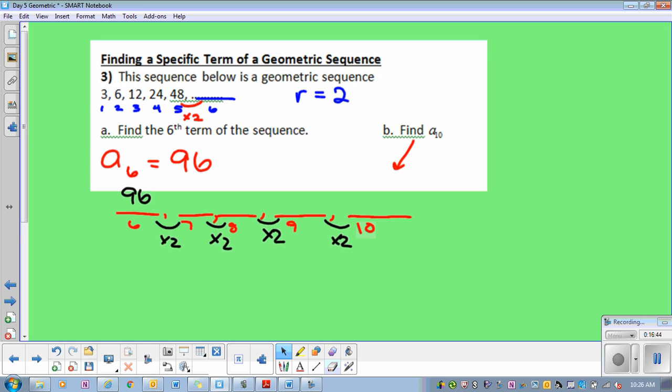Do you know where we got 96? Okay. So that was the 6th term, right? Now we're looking at this. Find the 10th term. So all I did was draw it out. If I know that the 6th one is 96, you multiply by 2. If your R equals 2, it means you're multiplying by 2. So what's 96 times 2? 192.